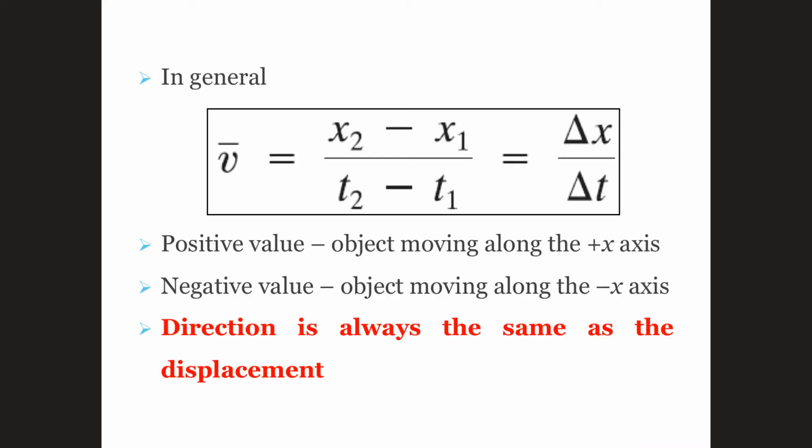Okay, so for the average velocity, if you get positive, it means that it's moving along the positive x-axis. If you get negative, it moves in the negative x-axis. Please take note, the direction of the average velocity always follows the direction of the displacement. If your displacement is negative, definitely you are going to get your average velocity negative.